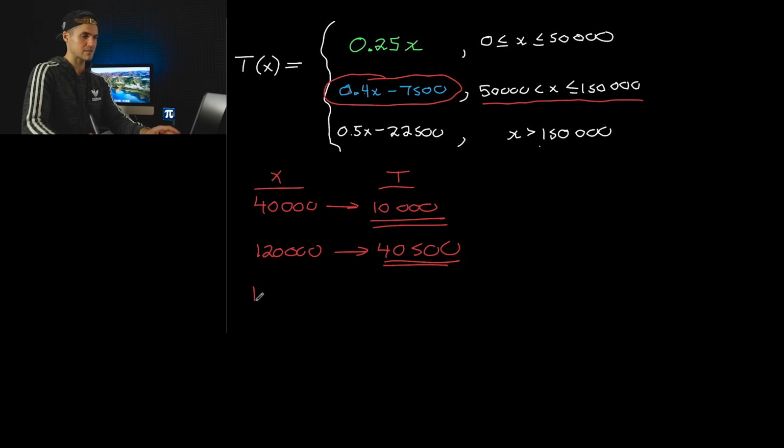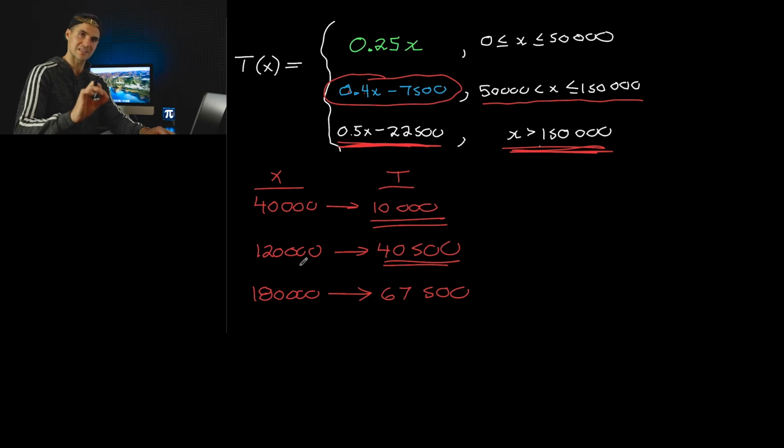And then our final example we did was the 180,000, and if you remember when we did it manually, the tax that we got was 67,500. So 180,000, notice that that's going to be in this domain, right? When x is greater than 150, so we would plug it in for this piece. So we plug it in for x, 0.5 times 180,000 gives us 90,000. 90,000 minus 22,500 does indeed give us that 67,500 right there, right?